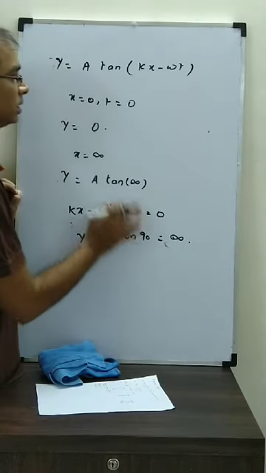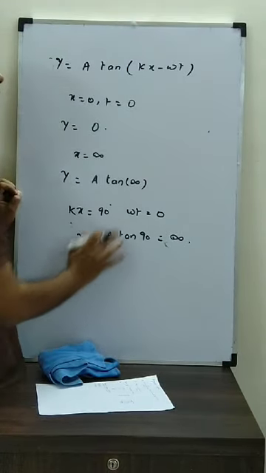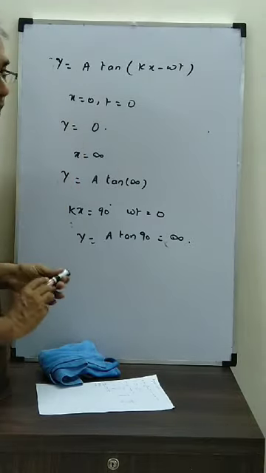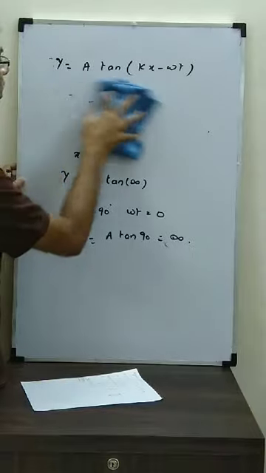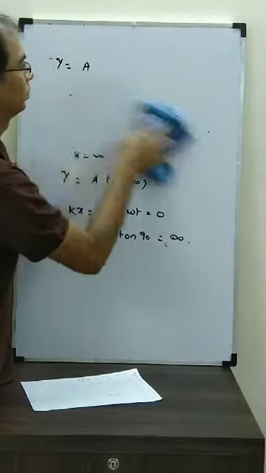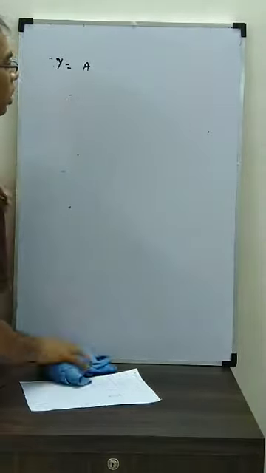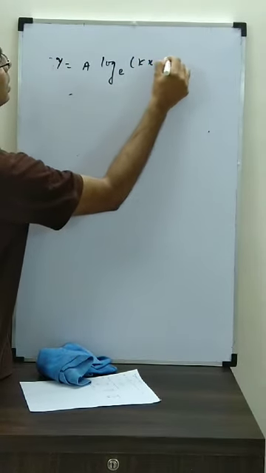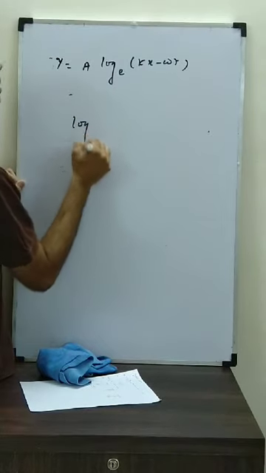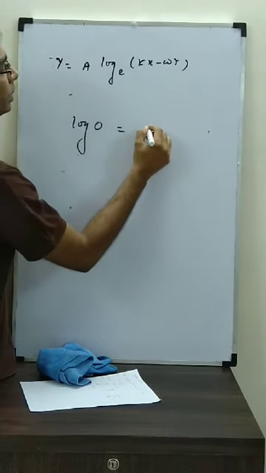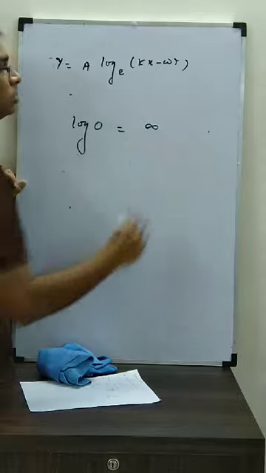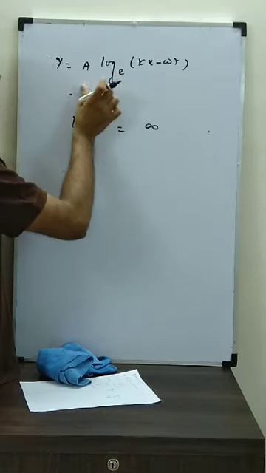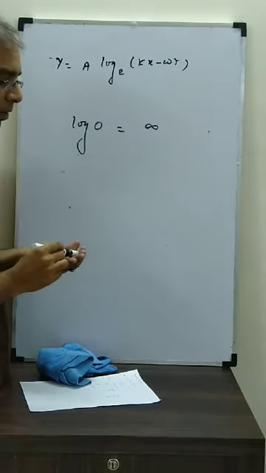So that's why, since tan theta is not defined for every value of x and t, this cannot be represented as a wave function. Same way, log value also. If you have a log value, writing like this, now we know that log of 0 is undefined. So that means if x and t both are 0, this will become undefined. So that's why log also cannot represent a wave.